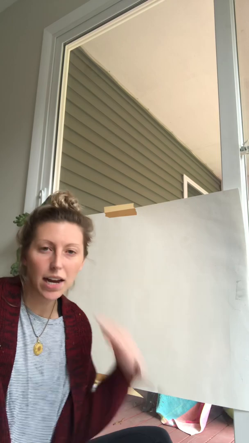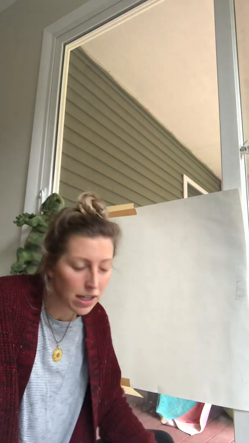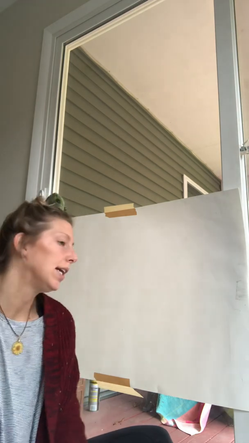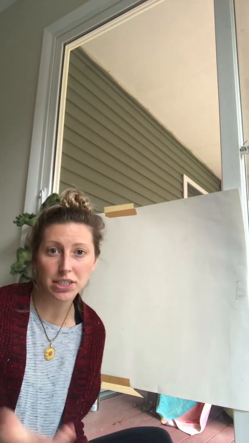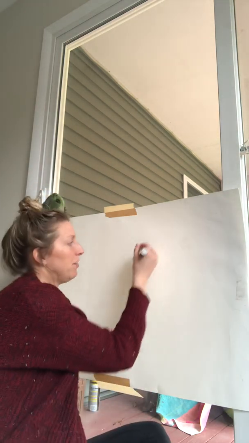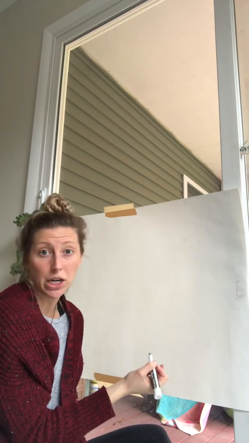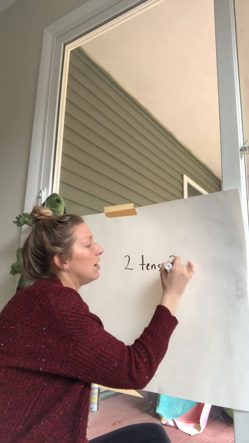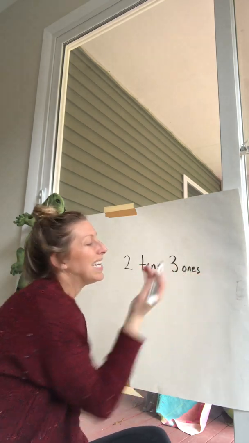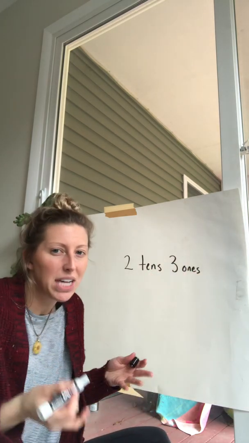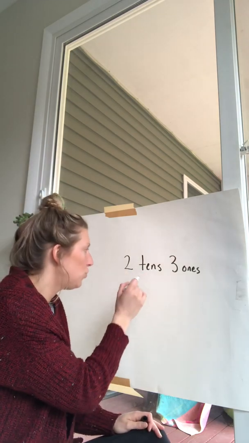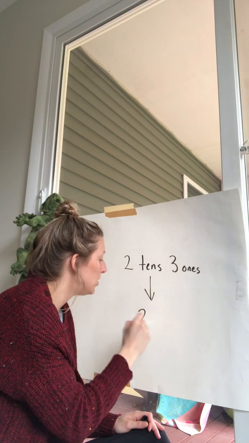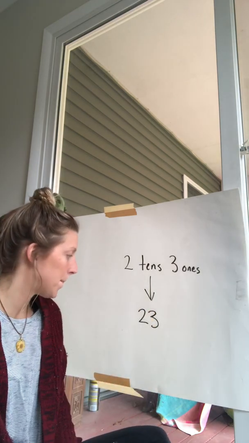So today I kind of wanted to review really quickly quantities of tens and ones. What I mean by that is sometimes you're going to see something like 2 tens and 3 ones, and how much is that, right? If you have 2 tens and 3 ones, that's 10, 20, 21, 22, 23. So that equals 23, right?